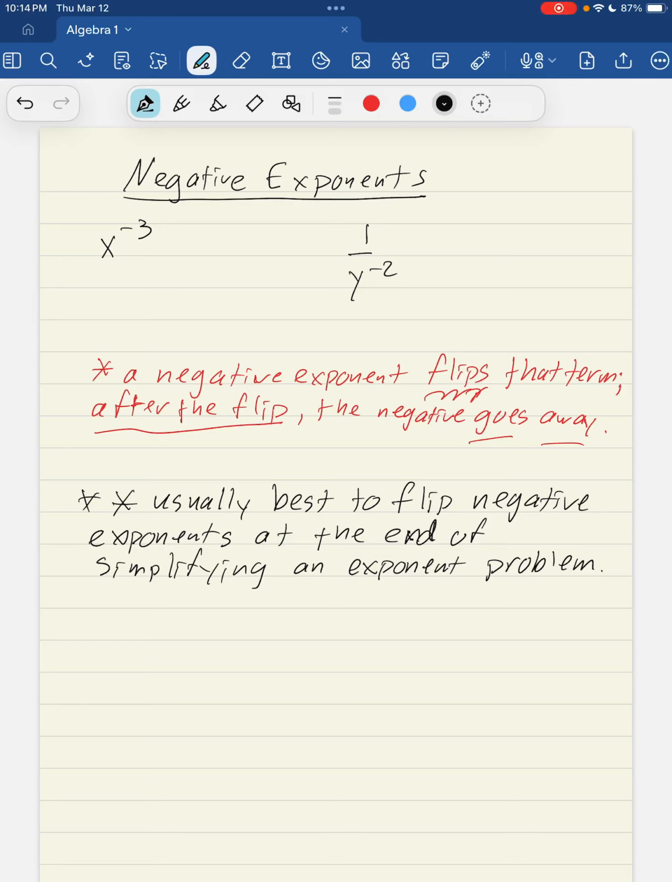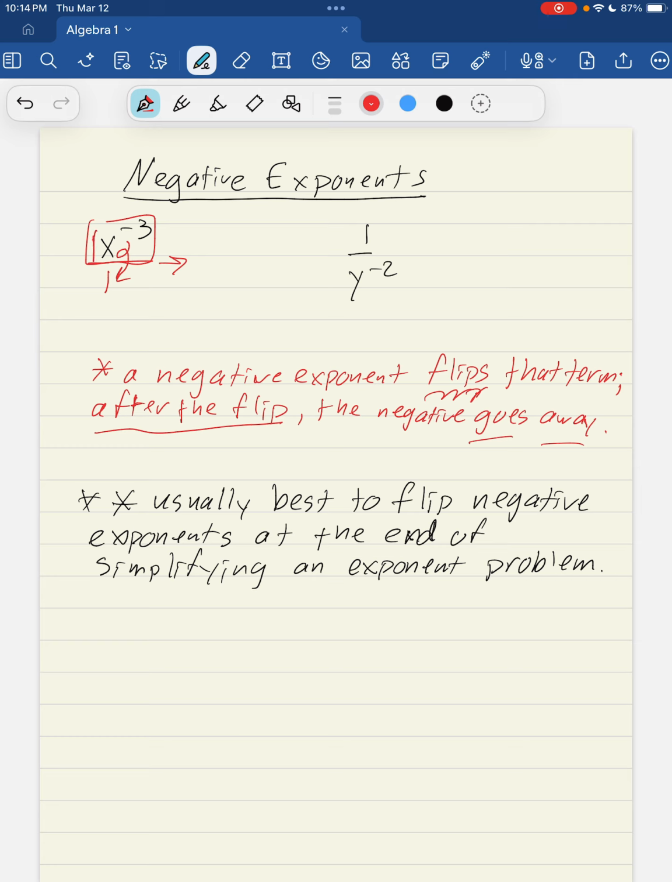Welcome back, and today we're talking about negative exponents and how to work with those. You're going to see them occasionally show up in your problems, and how you want to treat these guys is you just need to flip it to the opposite side of the fraction. So technically this first guy is over 1. The negative exponent means you're going to flip this top term and it's going to go to the denominator.